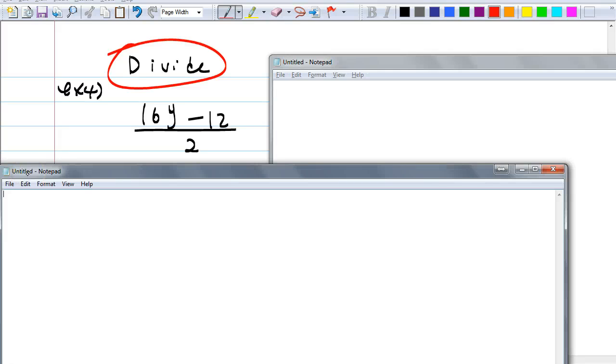It's going to ask you to divide 6y minus 12 over 2. So, how would you do this? It just says to divide. So, how would you divide?